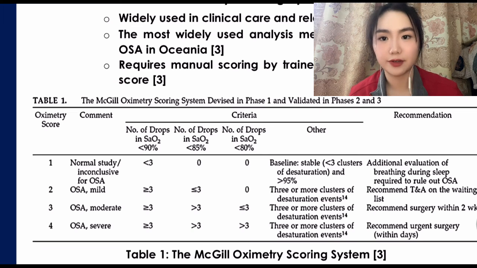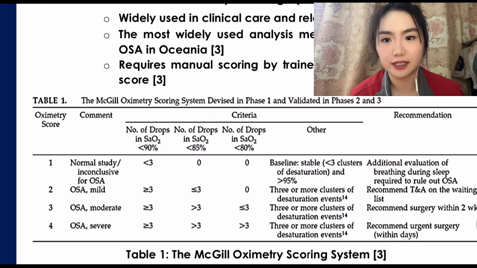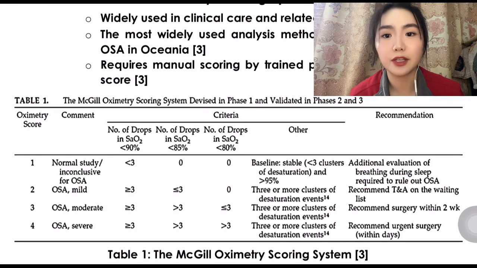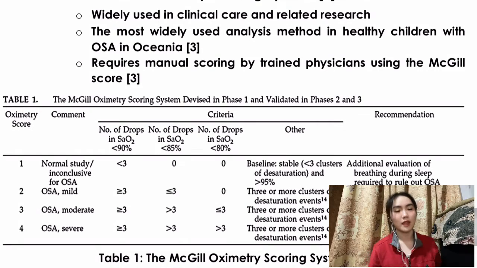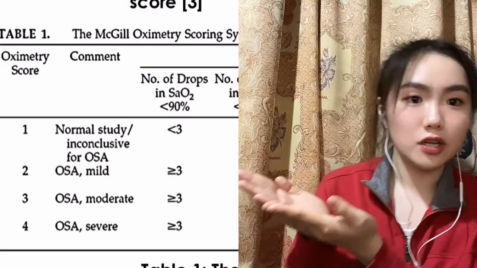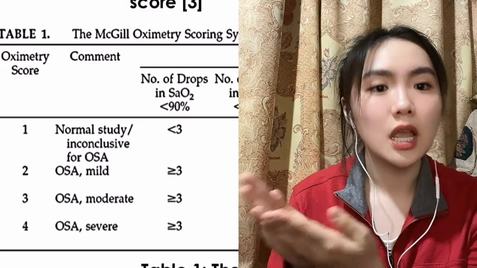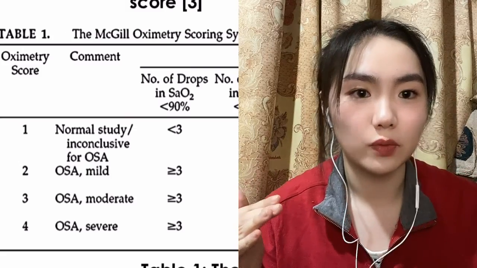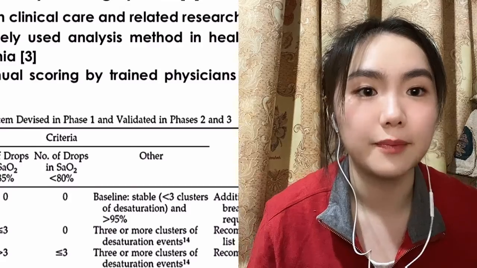Now in Australia, using the McGill scoring system, pulse oximetry has been used as an alternative diagnostic tool for childhood OSA. The McGill scoring system has been widely used in hospitals and related research. It is the most used analysis method in healthy children with OSA. Look at this table here. It shows that the increase in the score is strongly related to the increased severity of OSA.